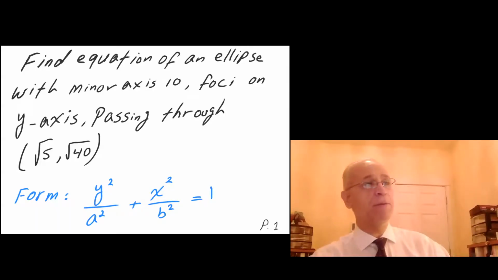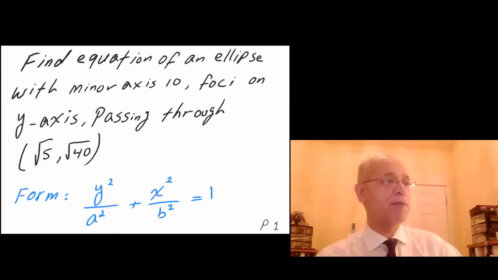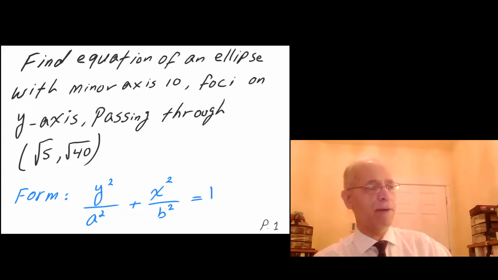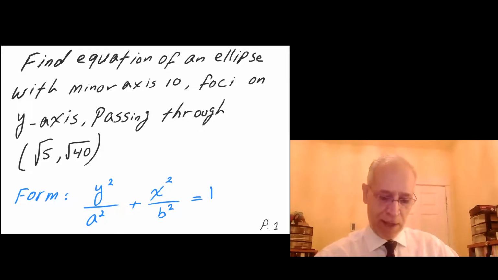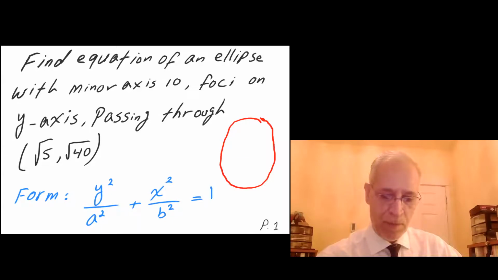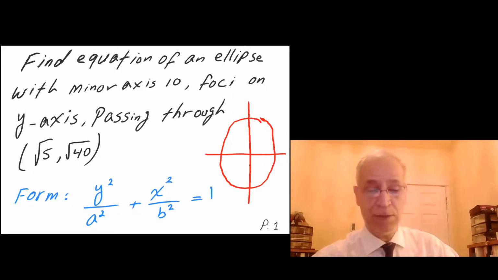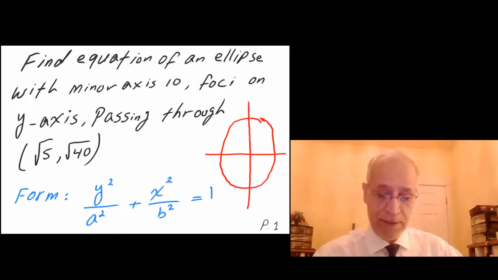Hello, Math 142. Find the equation of an ellipse with minor axis 10, foci on the y-axis, passing through (√5, √40). Notice that since we have the foci on the y-axis, I know that my major axis must be on the y-axis, or at least parallel to the y-axis.